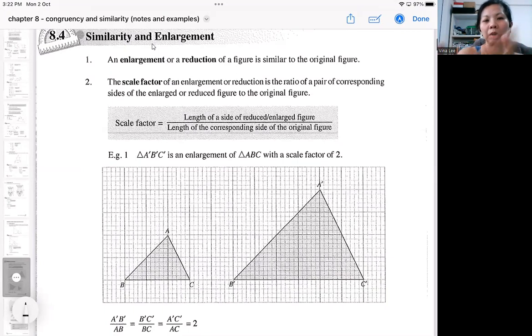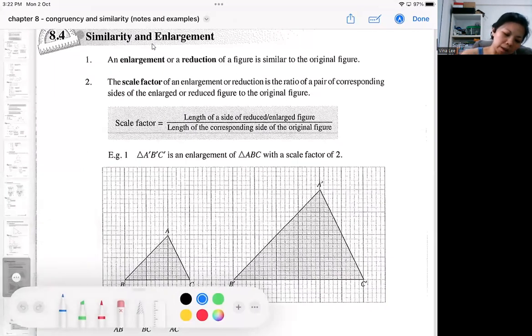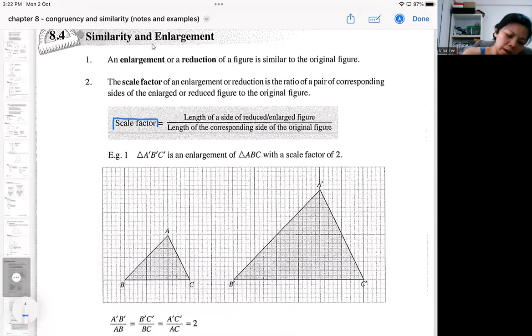But in enlargement or reduction, that fixed ratio is what we'll call a scale factor. So it's the same idea, except that we call the fixed ratio a scale factor. Let me explain the formula for a scale factor first. We define scale factor as the length of the enlarged figure, or the reduced figure, divided by the original length. So it is the enlarged length over the original length.